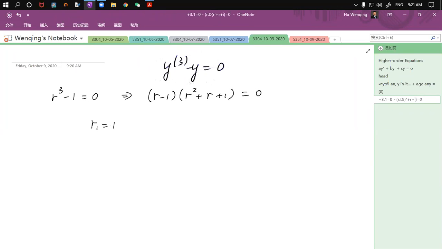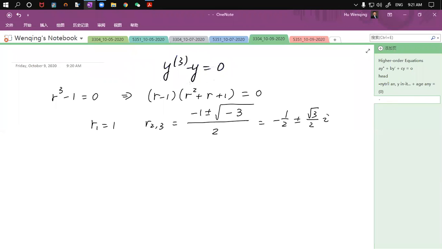So that r1 is equal to 1, and r2 and r3 are equal to minus 1 plus or minus the square root of b squared minus 4ac, which is minus 3, divided by 2a. So this gives you minus 1/2 plus or minus square root of 3 over 2 times i. Is that good, family? Where i is the imaginary unit.